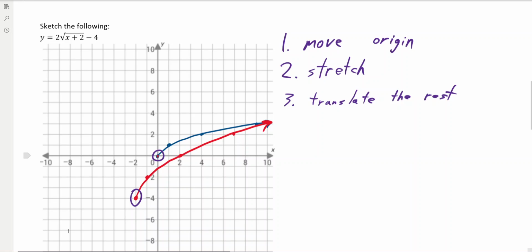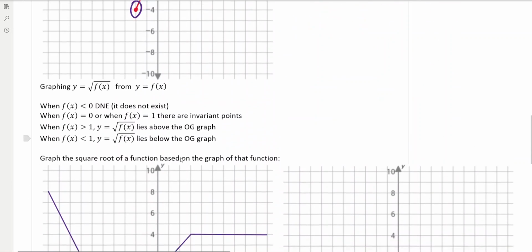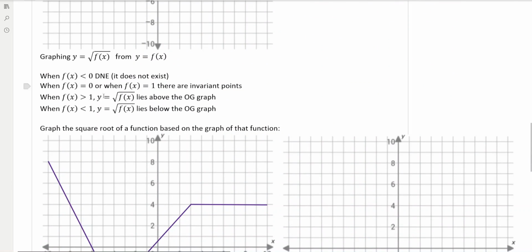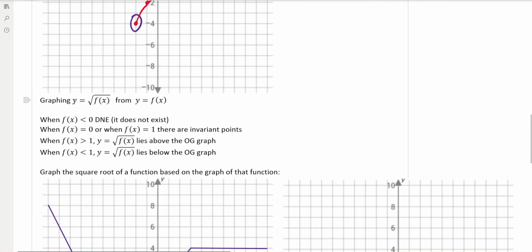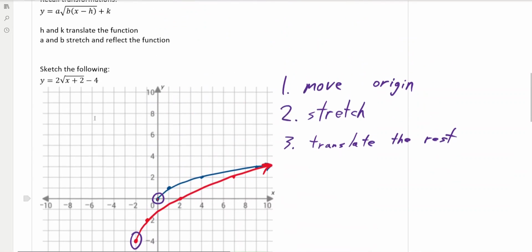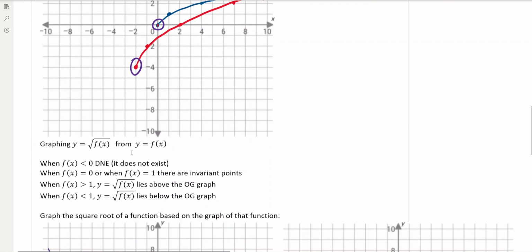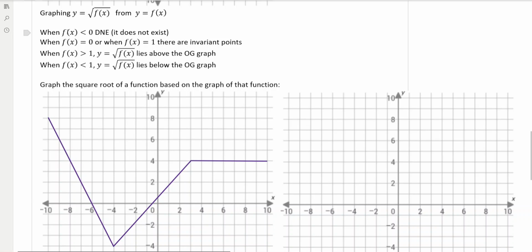But let's go ahead and try another one here. It's going to be a slightly different situation in this one. So let's take a look. Graphing y equals square root of f of x from y equals f of x. So what we're doing is taking a function and taking the root of that function. So if f of x is a negative value, then it does not exist. If we have a negative value inside the square root, it's an imaginary number, and so it does not exist.